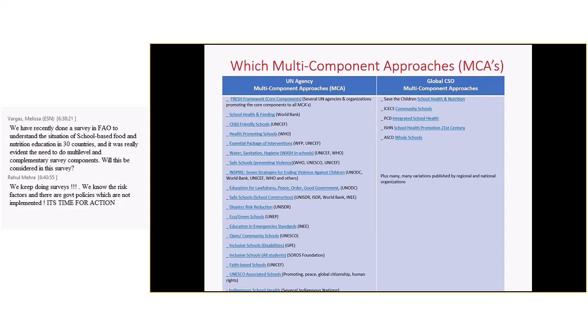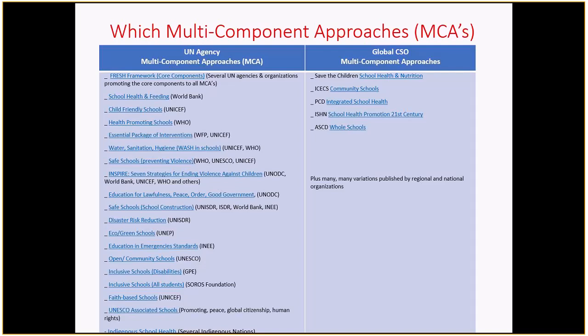I'm not going to walk through this slide, but Deepika mentioned that there are many different multi-component approaches, as we call them: school health and nutrition, child-friendly schools, health-promoting schools, and so on. We positioned the FRESH framework as identifying the core components that are common to all of them. But you can see the many different multi-component approaches that are likely to exist in countries simultaneously. Not all of them, but 2 or 3 of them at a time. And so those are the long list of frameworks out there that people are going to be conscious of as they're moving forward.